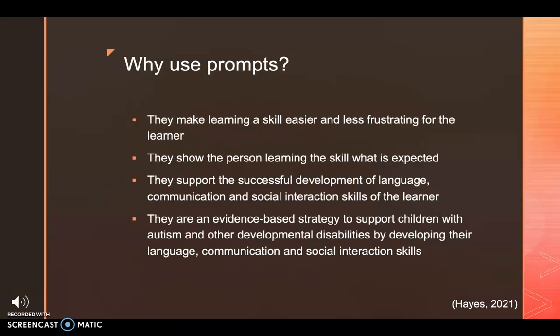Now, why do we use prompts? We use prompts because they make learning a skill easier and less frustrating for the learner. We also use them because they show the person learning the skill what is expected of them. They also support the successful development of language, communication, and social interaction skills of the learner. And lastly, they are an evidence-based strategy to support children with autism and other developmental disabilities by developing their language, communication, and social interaction skills.